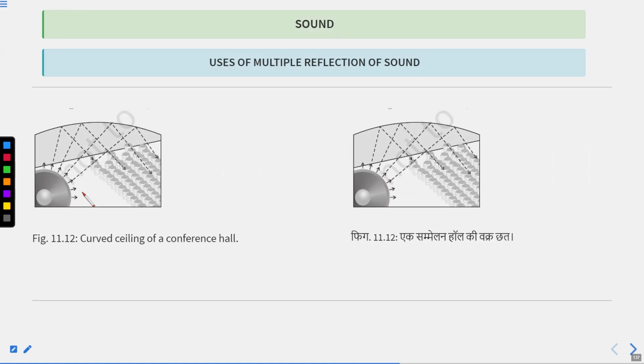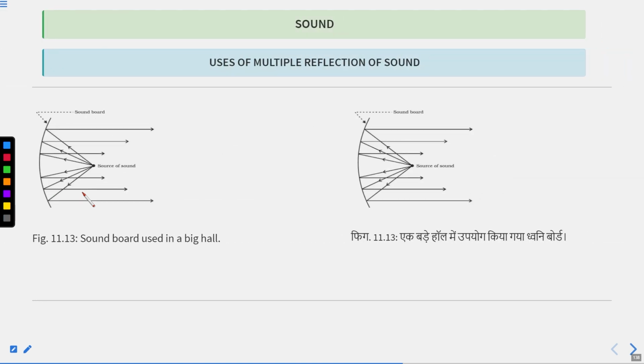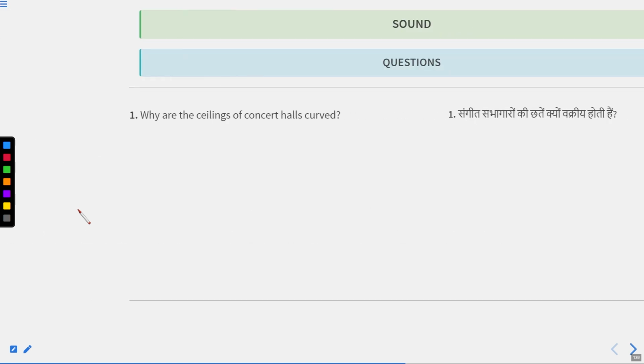This is the diagram of the curved ceiling of the conference hall or cinema hall. And this is the diagram of the soundboard which is placed behind the stage so that the sound gets reflected and reaches all corners of the hall. Okay, this is the diagram of the soundboard. So these are the uses of multiple reflection of sound.